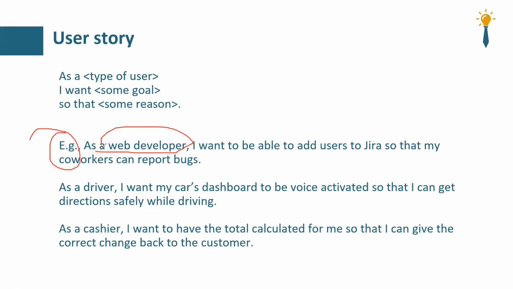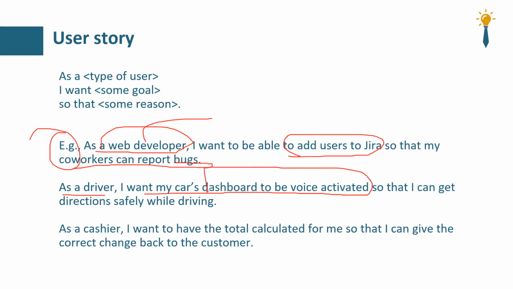So as a web developer, this is the user. I want to be able to add users to Jira. This is the goal. The goal is to add users to Jira. What for? The reason follows the goal, so that the coworkers can do the reporting. That's one sample of a user story. For example, as a driver, I want my car's dashboard to be voice activated. This is the goal, and this is the user. Why is the voice activation needed? Because I can get directions safely.